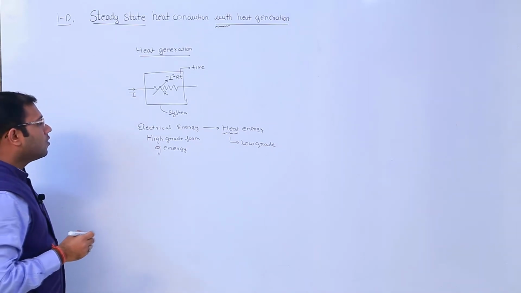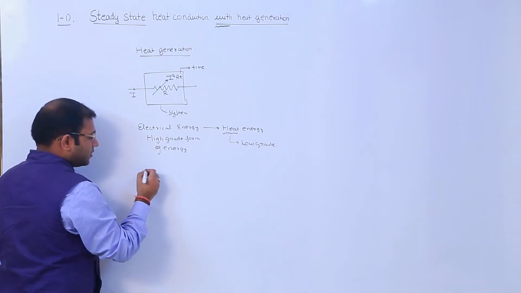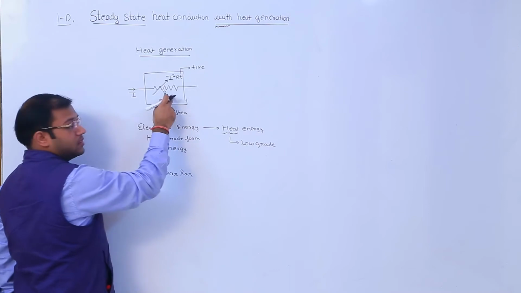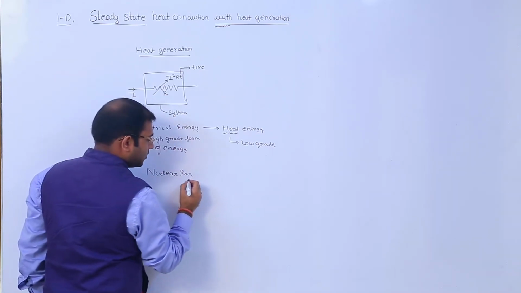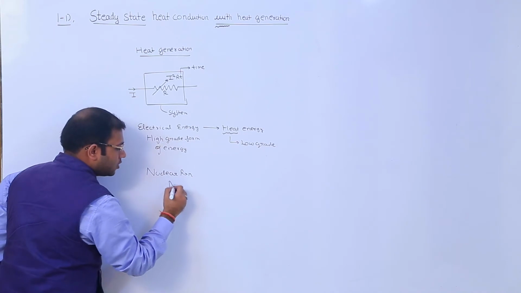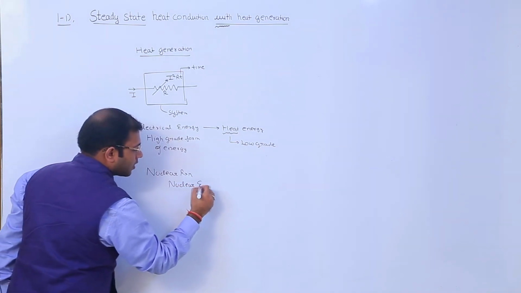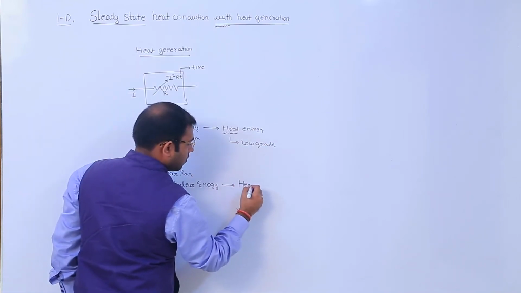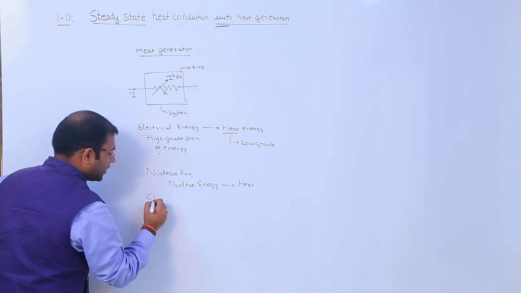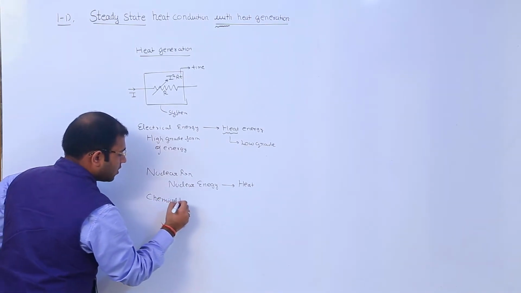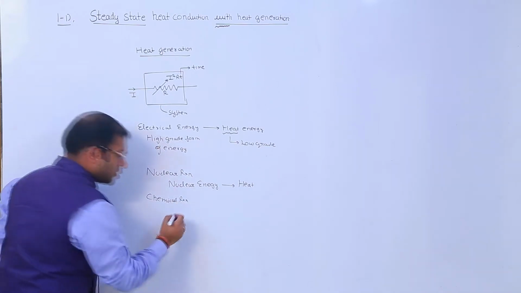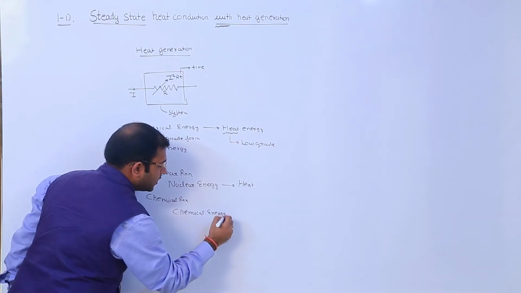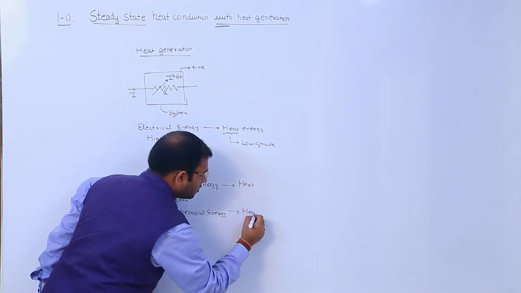Fine. Now what we can say is that there might be some nuclear reaction in the system. In this nuclear reaction, what is happening? Nuclear energy is getting converted into heat. Fine. Similarly, in a chemical reaction, your chemical energy is getting converted into heat.